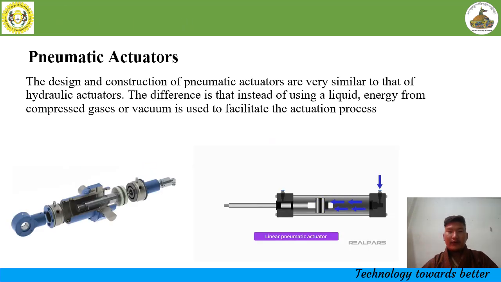The second type of actuator is the pneumatic actuator. It has a design and construction similar to that of a hydraulic actuator. The only difference is that hydraulic actuators use liquid, while pneumatic actuators use compressed gas or vacuum, which allows for the facilitation of the actuation process.